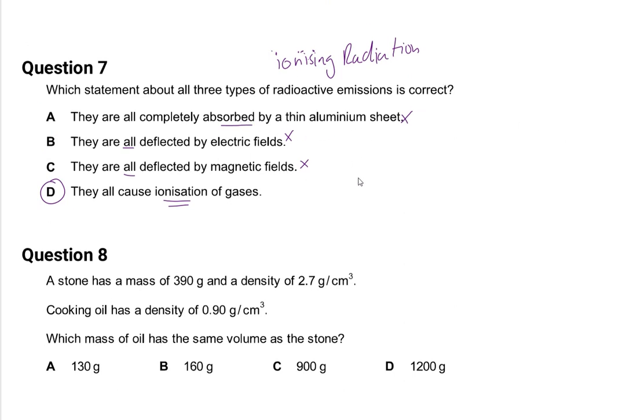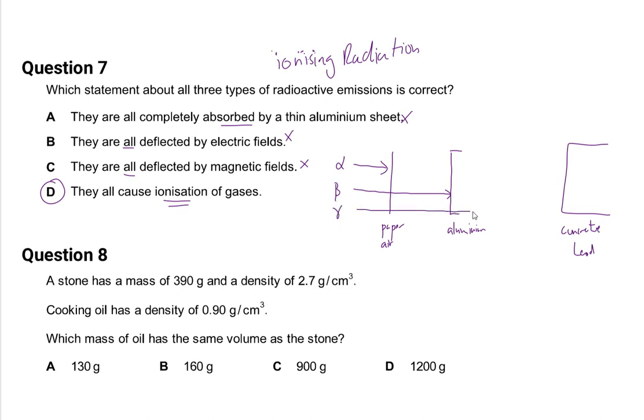Now for the first one, if you remember, we have let's say paper or air, and then a little bit of aluminium foil or sheet, and then we have let's say concrete or lead. Alpha particles can easily be absorbed by the paper or the air. Beta particles can go through paper and are stopped by aluminium, depending on the thickness. Gamma can go through paper and aluminium, and then it's going to be absorbed by concrete or lead in this case.